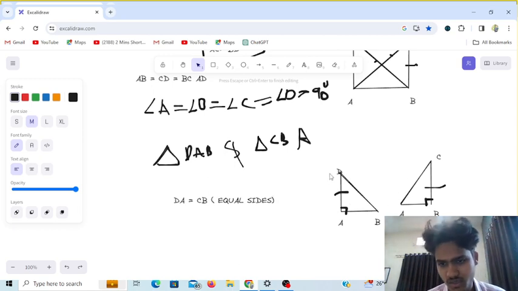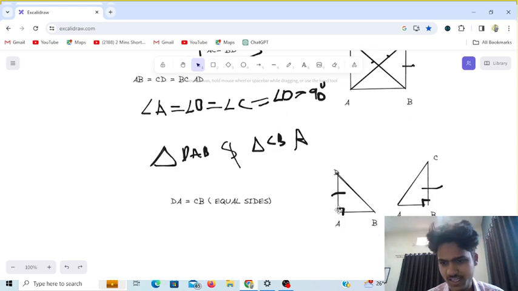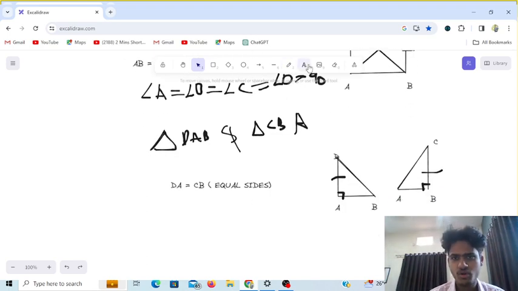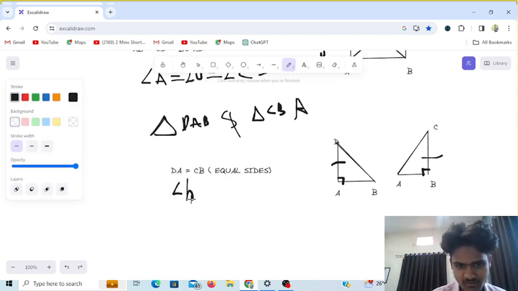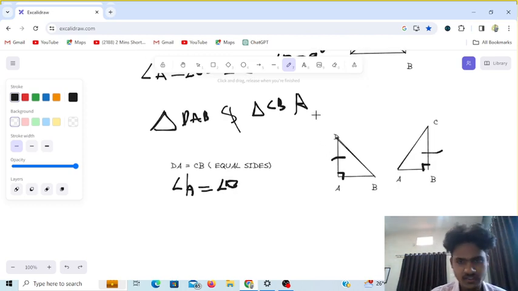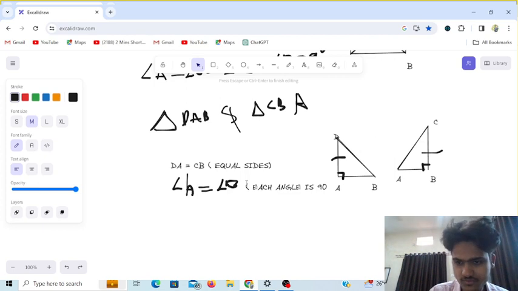Okay, and what more is similar in these triangles is angle A equal to angle B, because we earlier saw that in the square all angles are 90 degrees. So angle A and angle B are 90 degrees. From this we can write that angle A is equal to angle B, and for reference we write here each angle is 90 degrees.